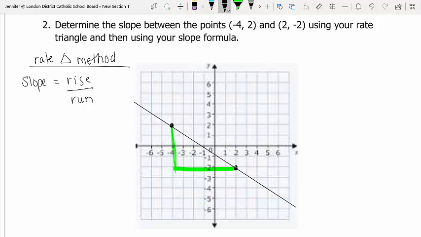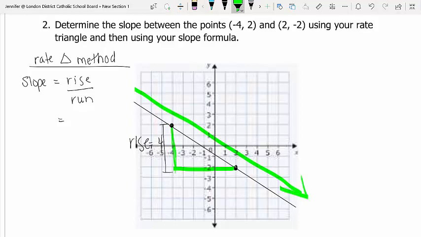So the rise starts at 2 and goes down to negative 2. So the difference is 4. And because this is a negative slope, right, it's a negative trend, we know we have to add in a negative sign for the rise because it's actually going down. So rise is negative 4, and then the run starts at negative 4 and goes until 2. So the difference is 6. So then the slope is negative 2 over 3 after reducing.